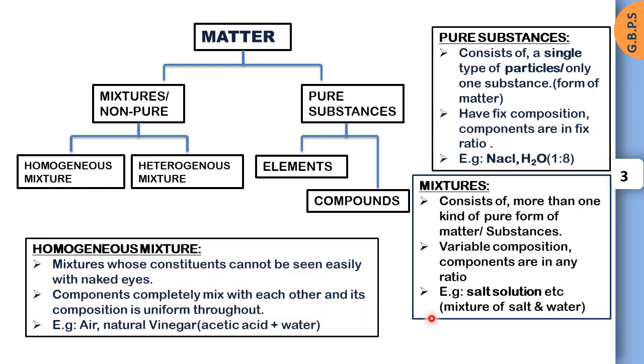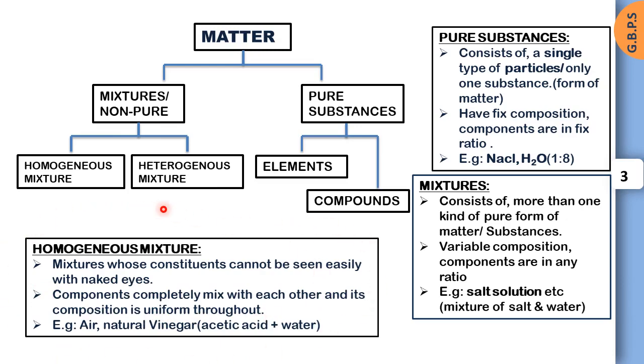That means, let's take the example of salt solution. The salt solution is also a homogeneous mixture because we cannot see its constituents with naked eyes. That is because the salt will be uniformly distributed throughout the water. So a homogeneous mixture is a mixture where the composition is uniform throughout. Okay, that's it. This much is for homogeneous mixture.